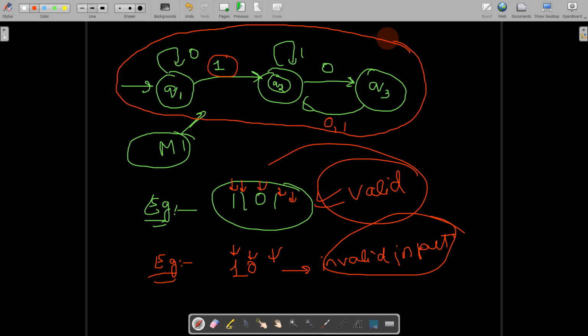You can try giving a number of strings to this machine, and you will find it accepts any string that ends in a 1, or after the last 1, if you end with 2, 4 or 6 zeros, then also it is a valid input. And if after the 1 you have a 0 1, then it is accepted because it is ending with a 1.